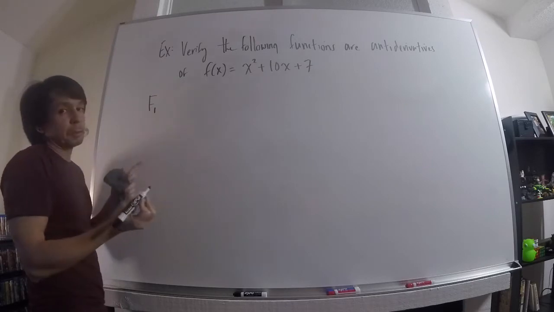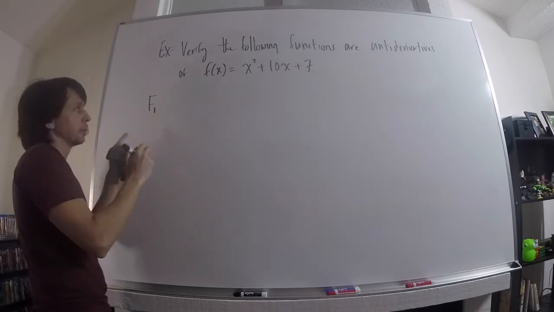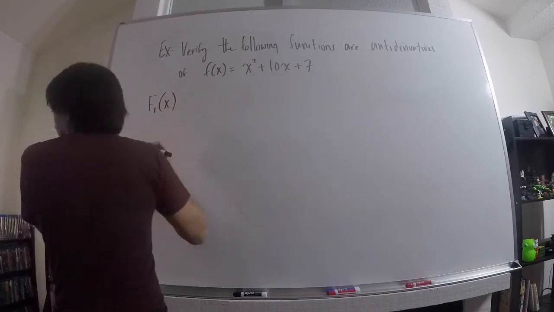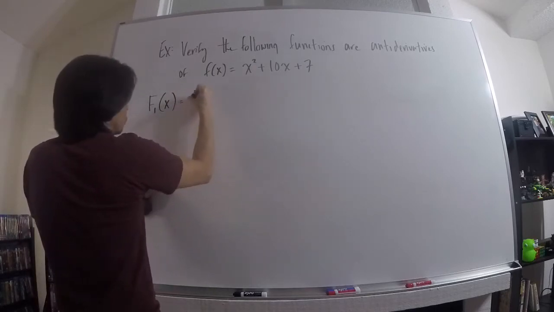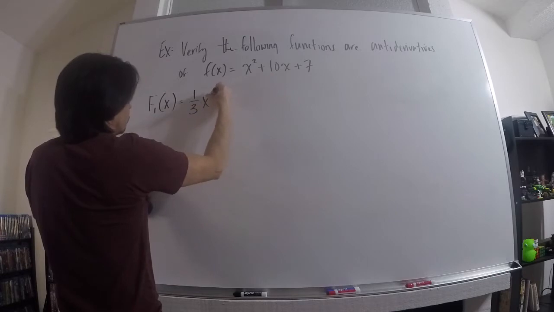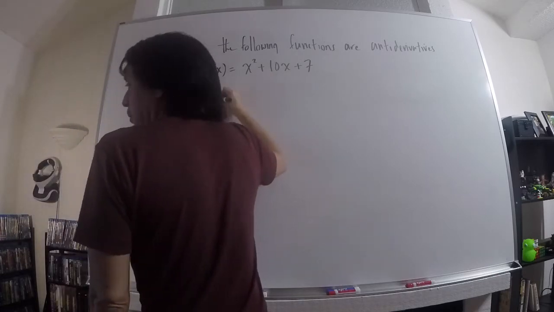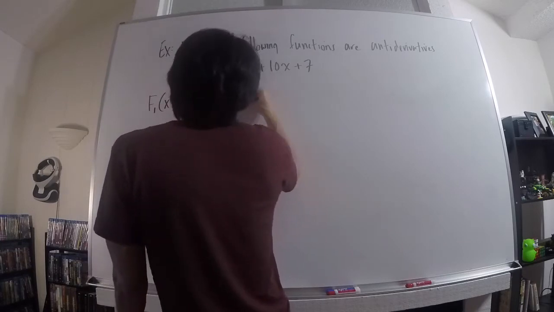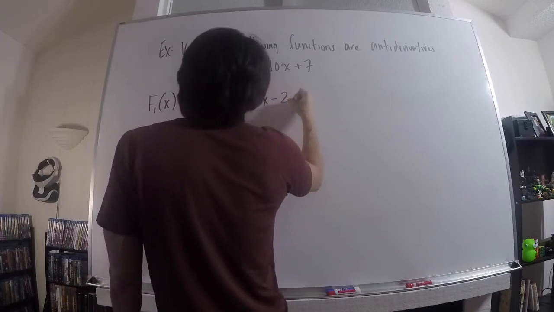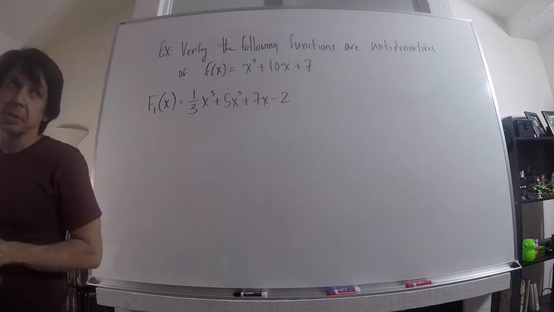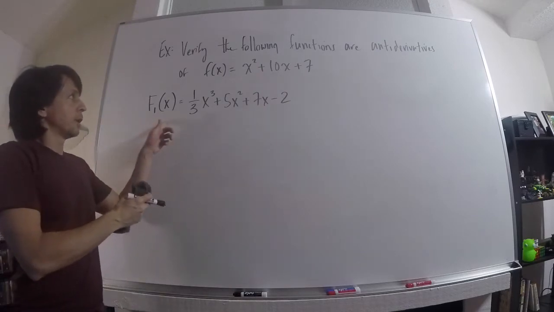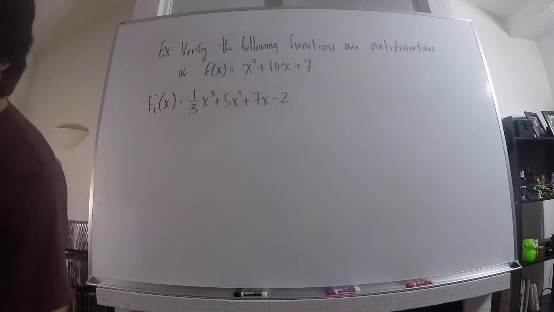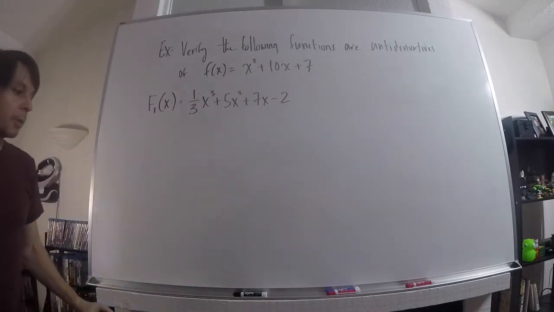I'm going to use capital F, but since I'm going to do between two of these, I'm going to label them with subscript. Capital F1 of x is going to be equal to 1/3 x cubed plus 5x squared plus 7x minus 2. And that is an antiderivative of that. You got to trust me for now, but we're going to verify it.